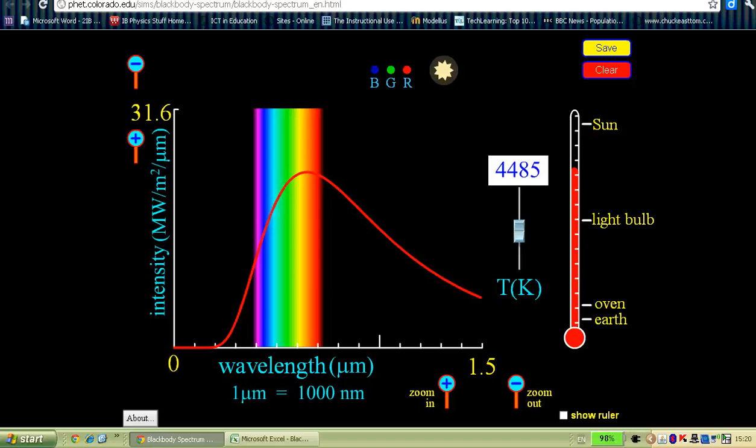This learning object is provided by the University of Colorado Boulder, and this particular learning object is focusing on blackbody radiation, which is a principle of physics that we cover in thermal physics, astrophysics, and climate change.